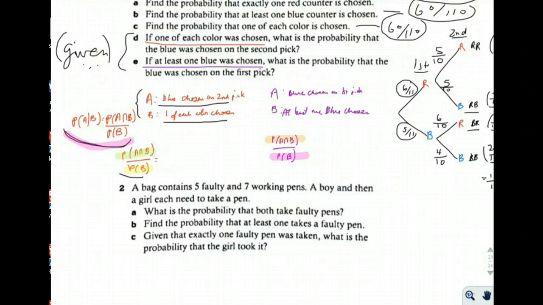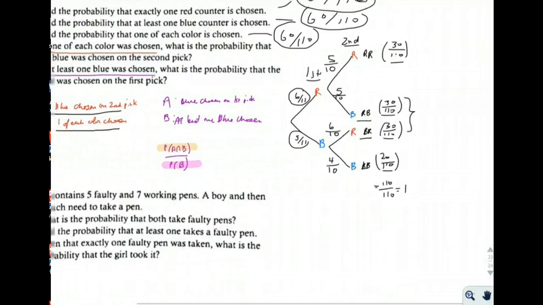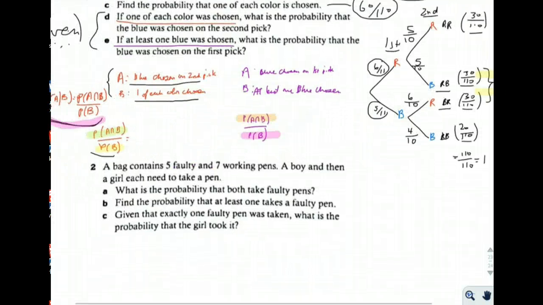First of all, let's figure out what the probability of B is, and we've marked it with the yellow highlighter. So what's the probability that one of each color is chosen? Well, that would be this event and this event, right? The one of each color was chosen. Hey, we already calculated that. We already figured out that that was 60 over 110. So we'll put 60 over 110.